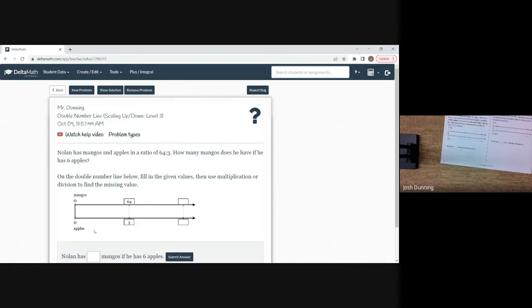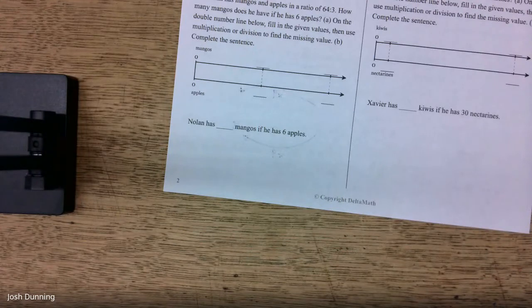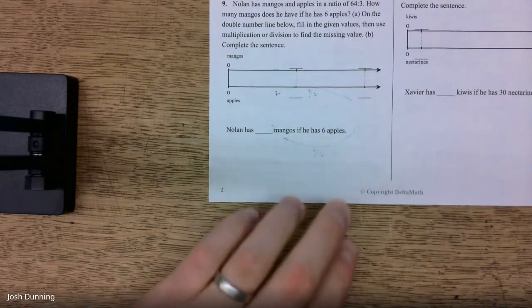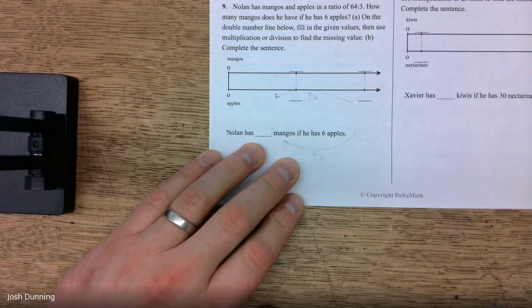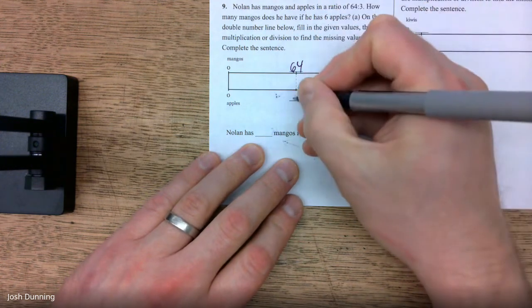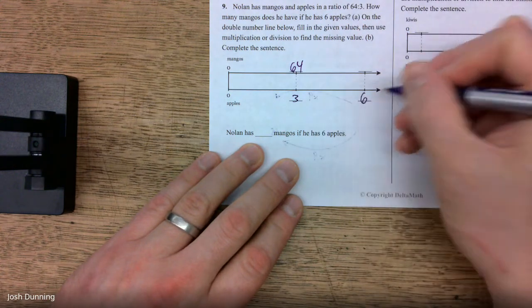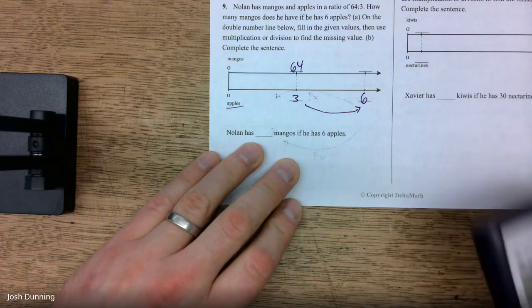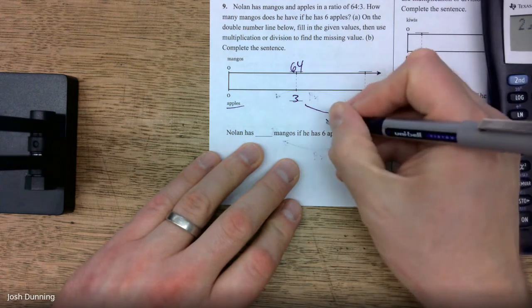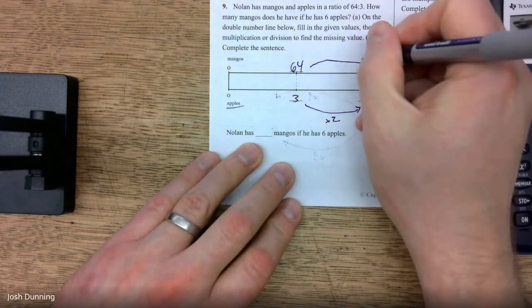So apples is on the bottom. We want to know if he has 6 apples. How many mangoes did Nolan have? So again, we had to fill in 64 mangoes to 3 apples. Now we want to know for 6 apples. Apples are on the bottom here. If you just know 3 times 2 is 6, great. Just go ahead and multiply the top by 2.